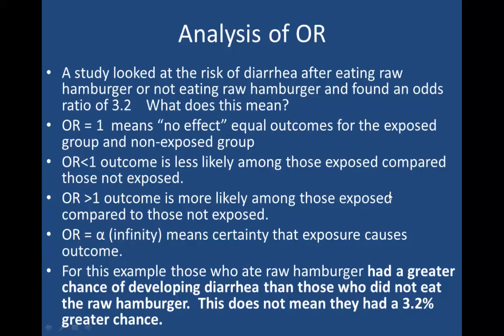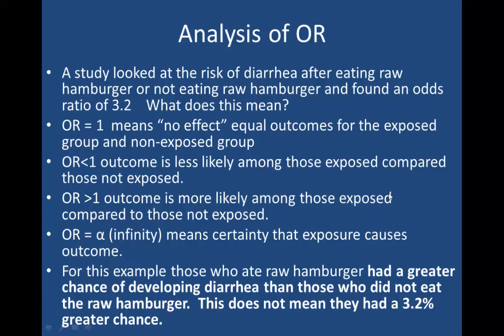What does that mean? Well, an odds ratio equal to 1 means there was no effect. Remember we said anytime you have an odds ratio, if you had 3.2 divided by 3.2, it would be 1, meaning there was no difference. If the odds ratio is 1, it means there's no difference between the treatment group and the control group. If the odds ratio is less than 1, it means the outcome, in this case diarrhea, was less likely among those who ate the raw hamburger compared to those who did not. An odds ratio greater than 1 means the outcome, diarrhea, is more likely among those who were exposed, who ate the raw hamburger, compared to those who did not eat the raw hamburger.